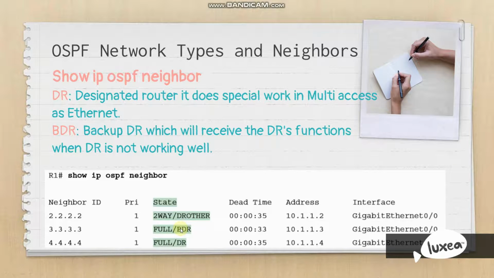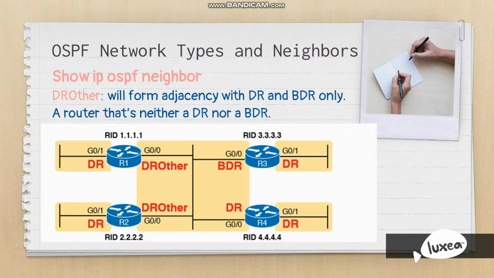So, DR means designated router. It does special work in multi-access networks such as Ethernet, and BDR is just the backup DR, which will receive the DR's functions when the DR is not working well. And DROther, people say it is DR other, but I thought it was drother, but yeah, DROther will form adjacency with DR and BDR only. A router that's neither DR nor BDR is not.